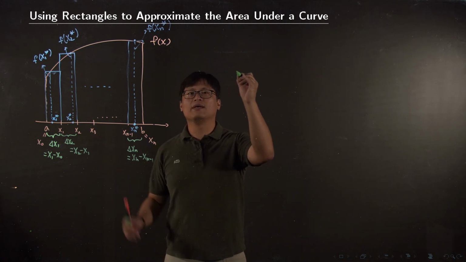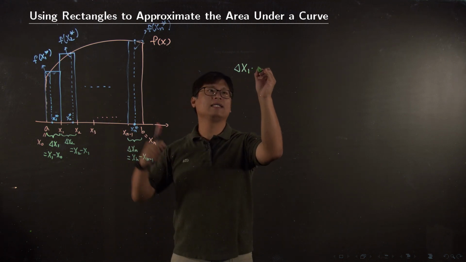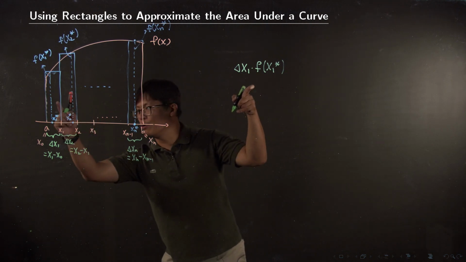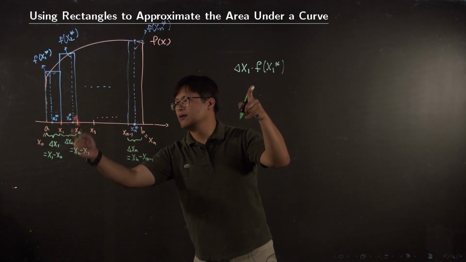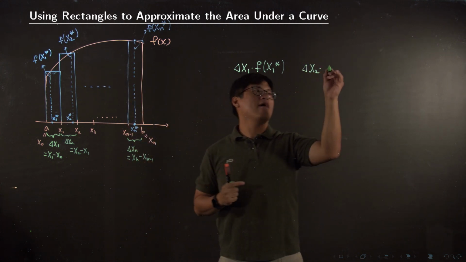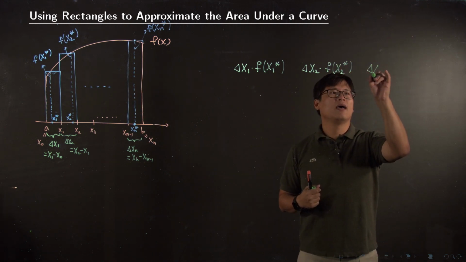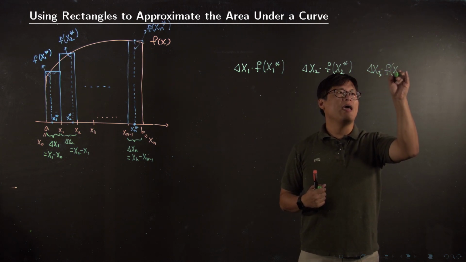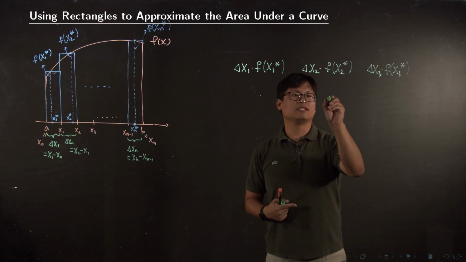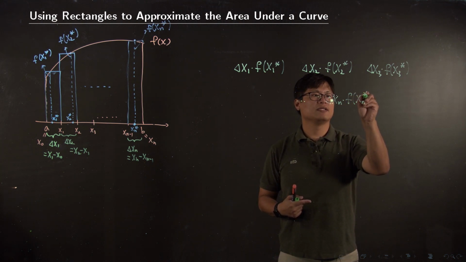Here we go. The first one is base delta x1 times height f of x1 star. That is the area of this rectangle, right? Then what about the second one? The base is delta x2 and the height is f of x2 star. The third one is delta x3 times f of x3 star, and so on. And the very last one is delta xn times f of xn star, okay?